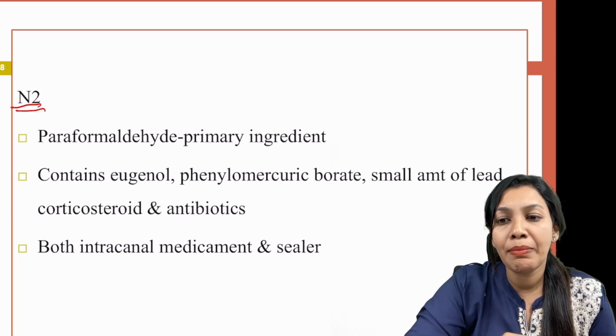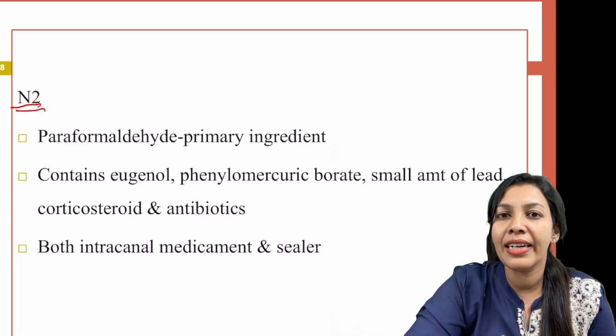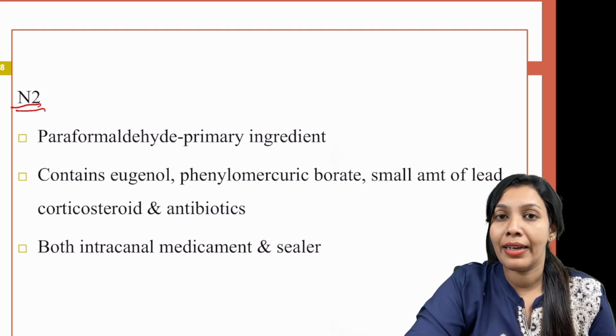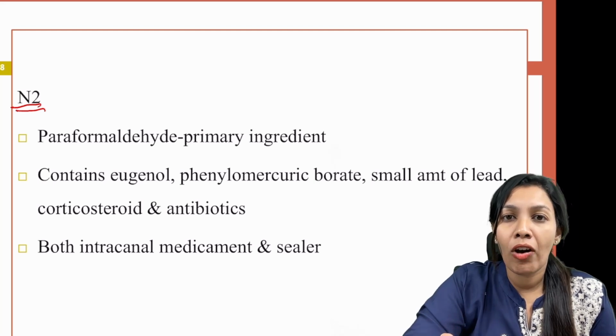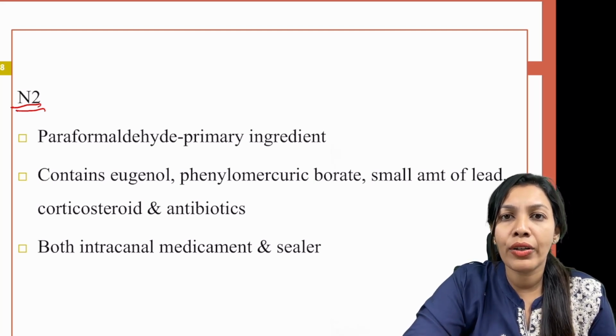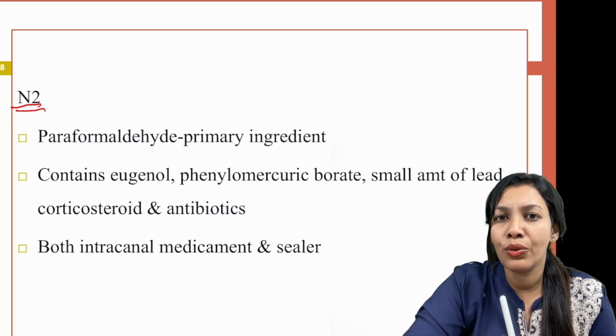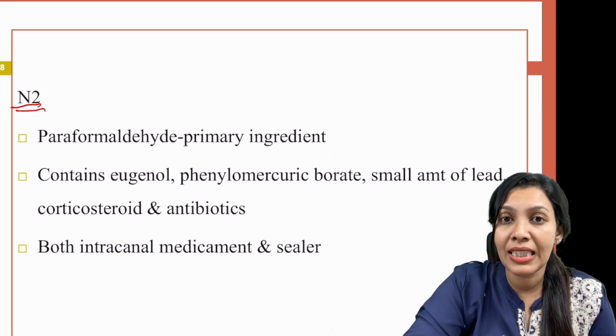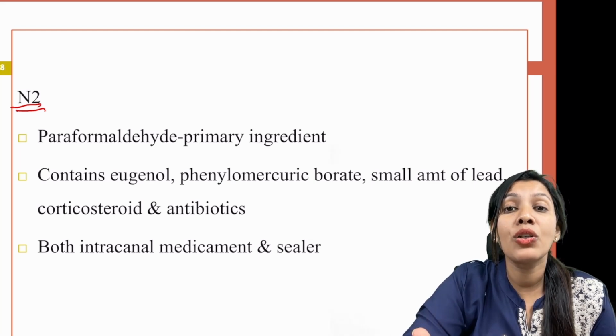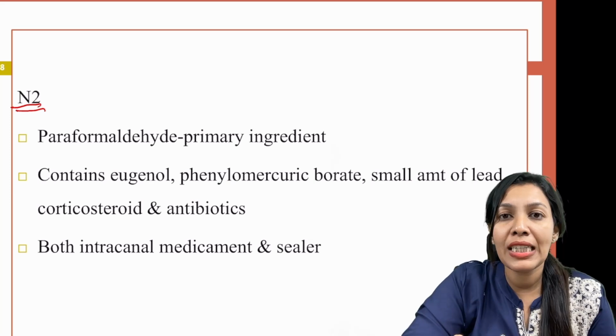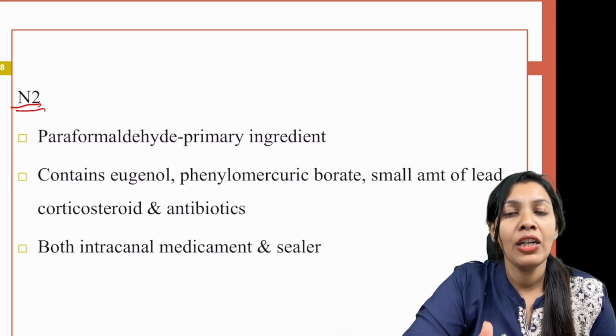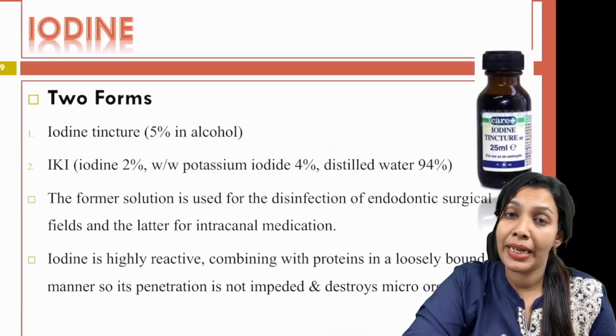Whenever you hear the term N2, you need to think that it is a derivative of formaldehyde. N2 is a paraformaldehyde derivative. It also consists of corticosteroids, eugenols, antibiotics, etc. But nowadays it is not used. That is a question that was asked in the MDS NEET PG: why has N2 been banned? That is mainly because of formaldehyde, which is responsible for the carcinogenic activity in our body. Carcinogenic changes take place because of the formaldehyde. So this is a banned intracanal medicament.